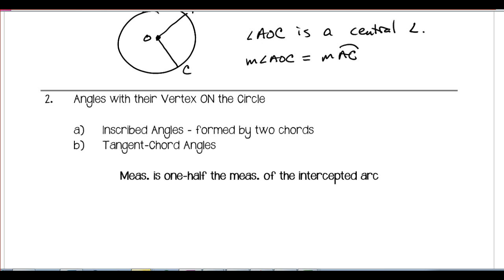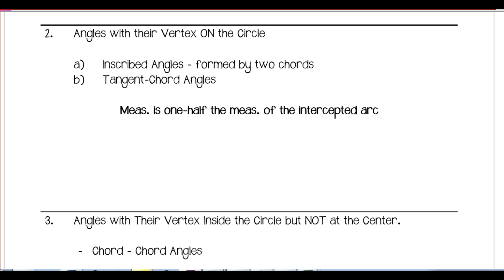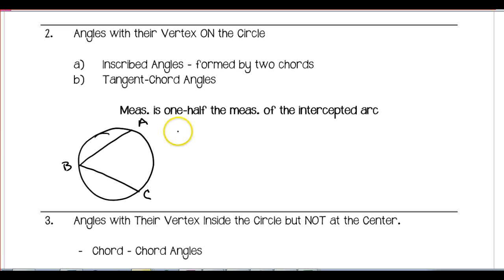Angles with their vertex on the circle. Now one of these we already know. Inscribed angles. These are formed by two chords, so its vertex is on the circle. And the second one is going to be new for us. That's a tangent chord angle. So the way we find the measure of this one is that it's half the measure of the intercepted arc. So let's take a look at a couple pictures. Here is our inscribed angle. We'll call it angle ABC. And we know that the measure of angle ABC is going to be equal to half the measure of the intercepted arc.